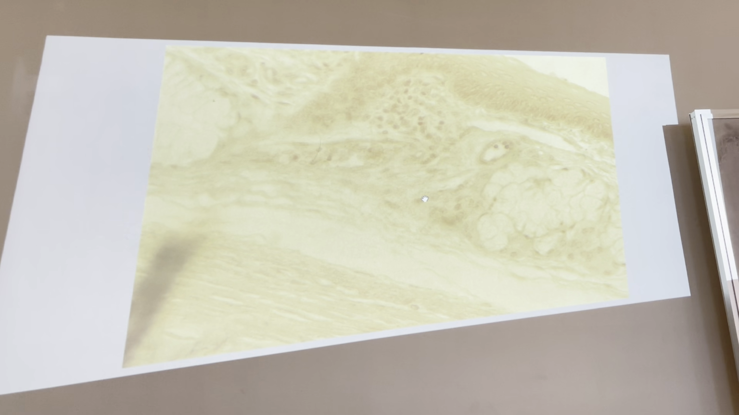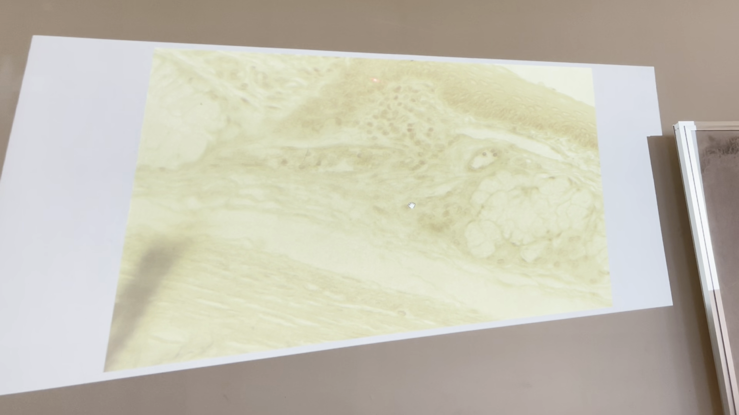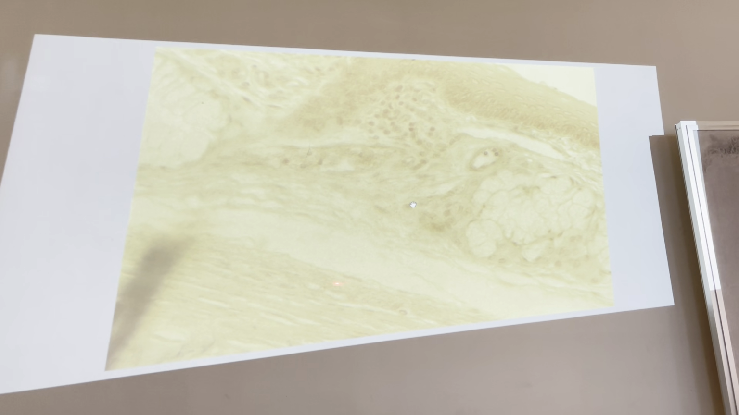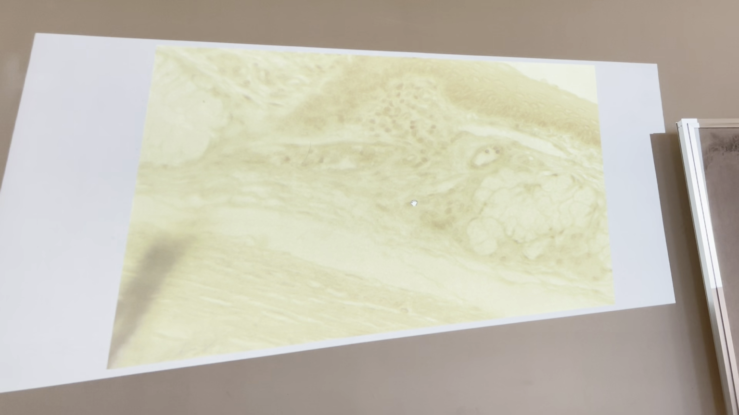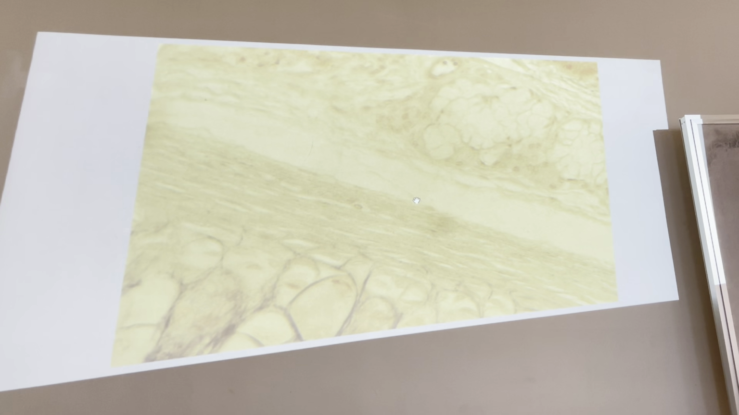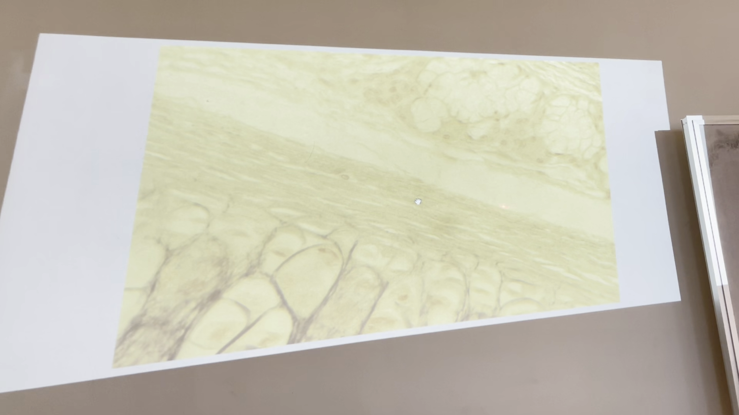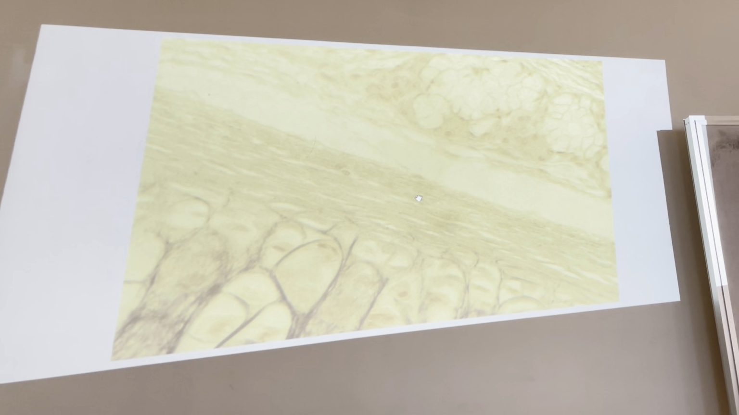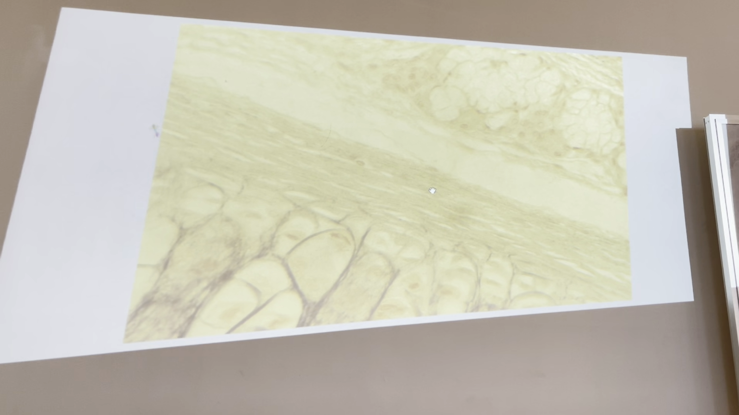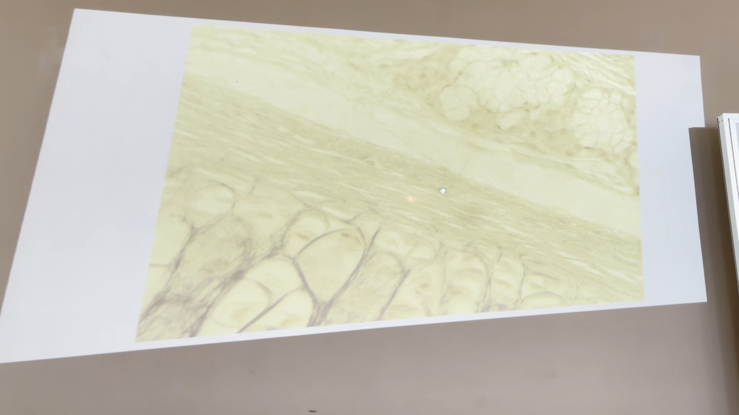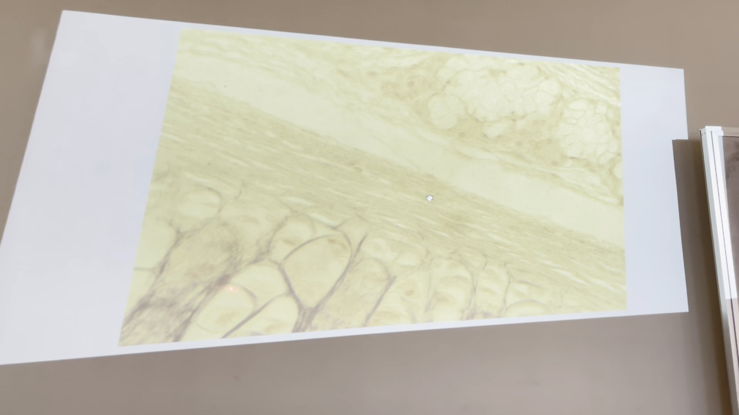Okay, for example, here is the stratified squamous epithelium. This is the lamina propria, which consists of blood vessels and somewhat mucous glands. Also, this is the duct of these glands, and then we have the elastic cartilage. You see, this is the perichondrium, and this is the elastic cartilage.